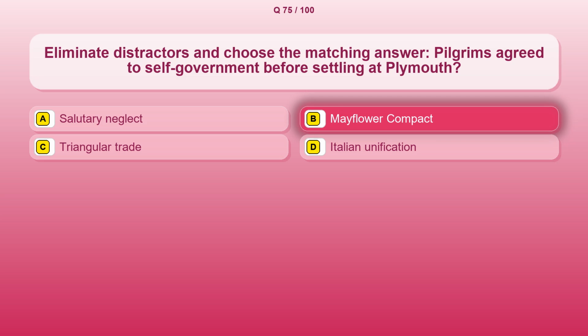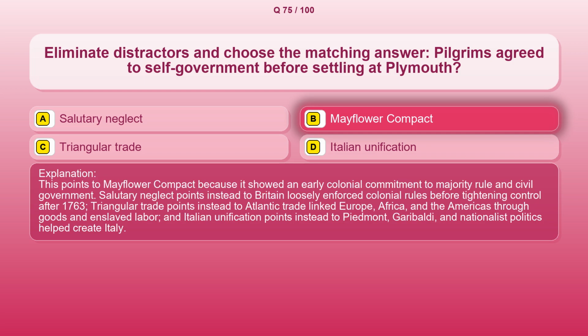The correct answer is option B. Mayflower Compact. This points to Mayflower Compact because it showed an early colonial commitment to majority rule and civil government. Salutary neglect points instead to Britain loosely enforced colonial rules before tightening control after 1763. Triangular trade points instead to Atlantic trade linked Europe, Africa, and the Americas through goods and enslaved labor, and Italian unification points instead to Piedmont, Garibaldi, and nationalist politics helped create Italy.